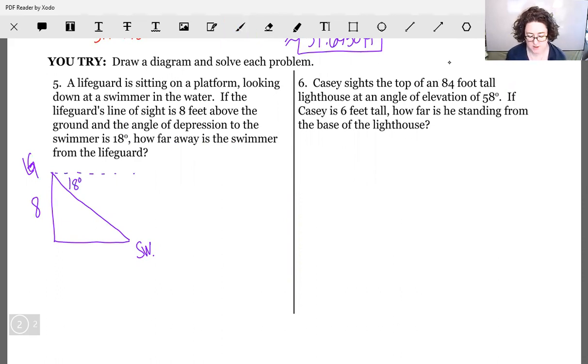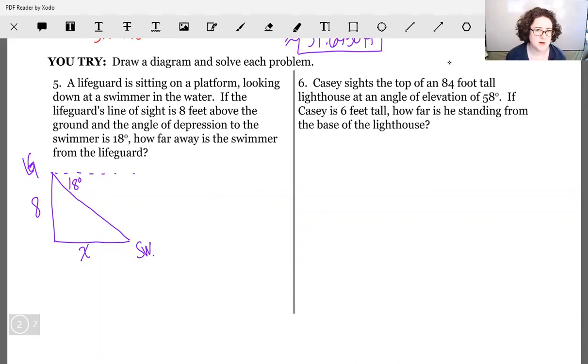And we need to know how far away is the swimmer from the lifeguard. Now, when we're measuring that distance, we actually want to measure along the horizontal. So let's label that as our x and then solve this out. What do we need to do first, though? Can I use the 18 directly? Yeah, I want to relabel that 18 or label another angle.